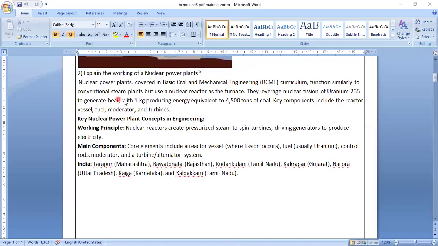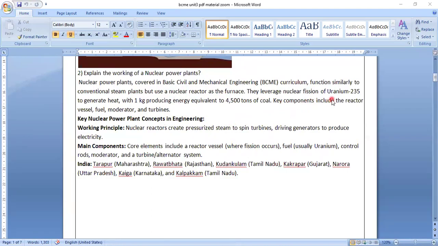Now I'm taking the second question: explain the working of a nuclear power plant. What is happening in a nuclear power plant? It functions similarly to a conventional steam power plant, with the same circuit, but only one thing is changed: the first section of the circuit. A nuclear reactor is used in place of the furnace, where you keep the uranium.